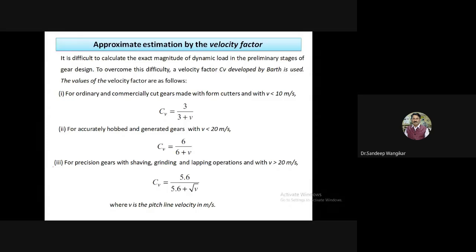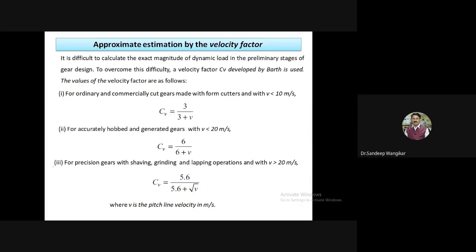Second, for accurately hobbed and generated gears, made by the hobbing and generating process. Generating processes include profile generation, and with a rack cutter the complete teeth are made directly. The hobbing process we have already learned in subjects like manufacturing technology. This is somewhat more accurate than the first gears, with velocity greater than 10 but less than 20. So CV is equal to 6 upon 6 plus V. We have to use this formula.